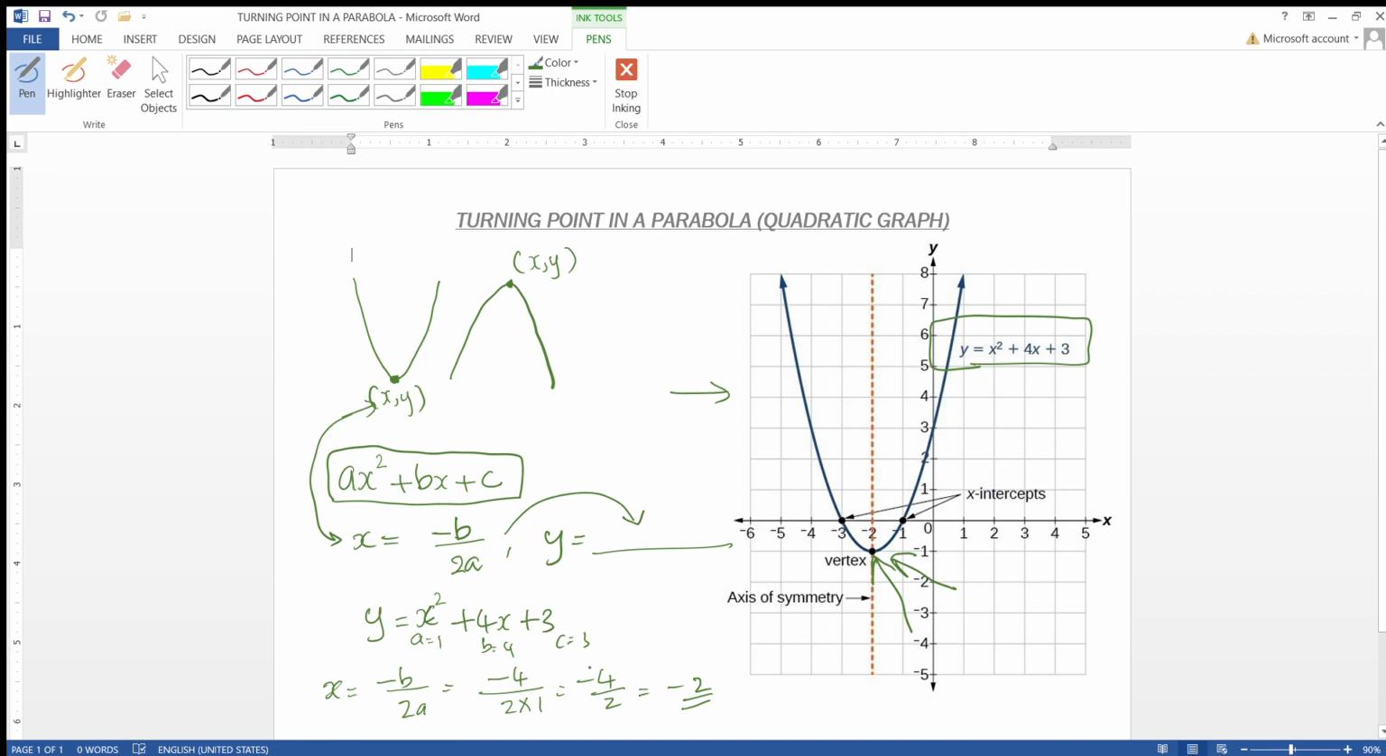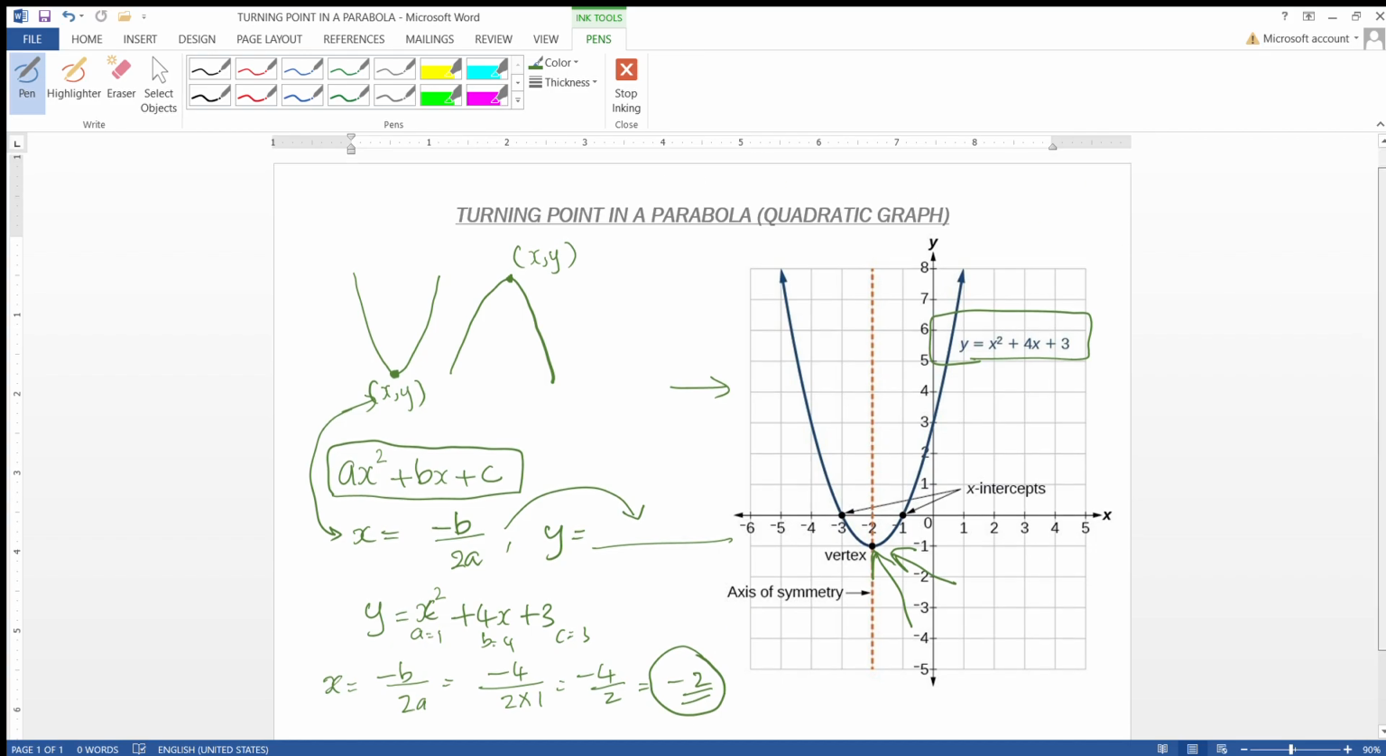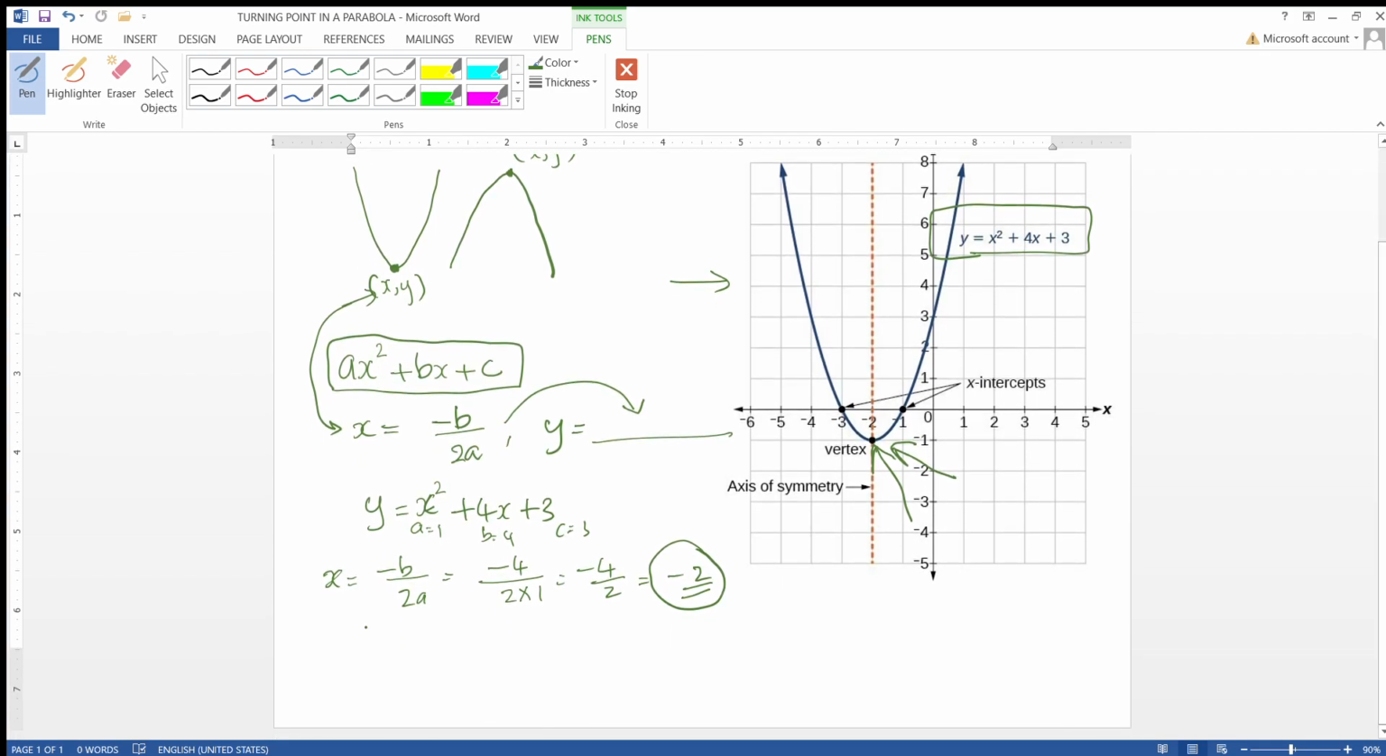Now the x value is ready. We need to find the corresponding y value. So we will substitute it in the given equation. So y is equal to minus 2 square plus 4 multiplied by minus 2 plus 3. So 4 minus 8 plus 3. 4 minus 4 plus 3, we will be getting negative 1. So the turning point is negative 2 and negative 1.